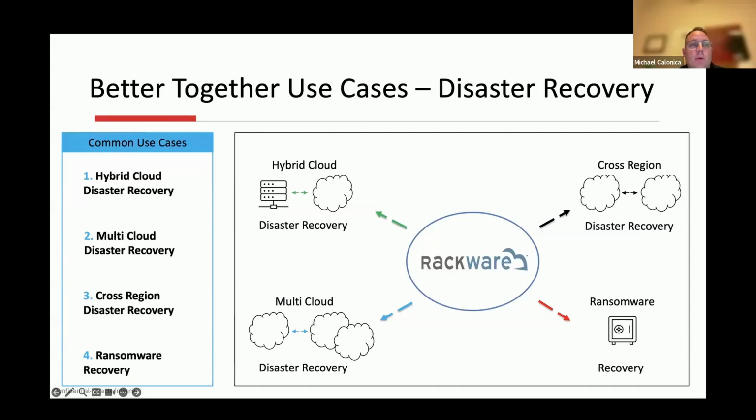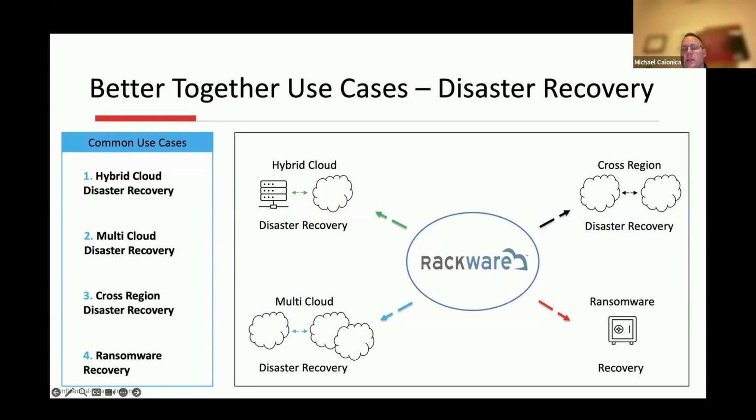And real quick, to that point, I want to highlight briefly some of the better together use cases that we have around RackWare disaster recovery for Oracle Cloud. You'll notice there are 4 common use cases that we've been seeing through our customer and partner ecosystem over the past 2 to 3 years: hybrid cloud disaster recovery, multi-cloud disaster recovery, cross-region disaster recovery, and ransomware recovery.